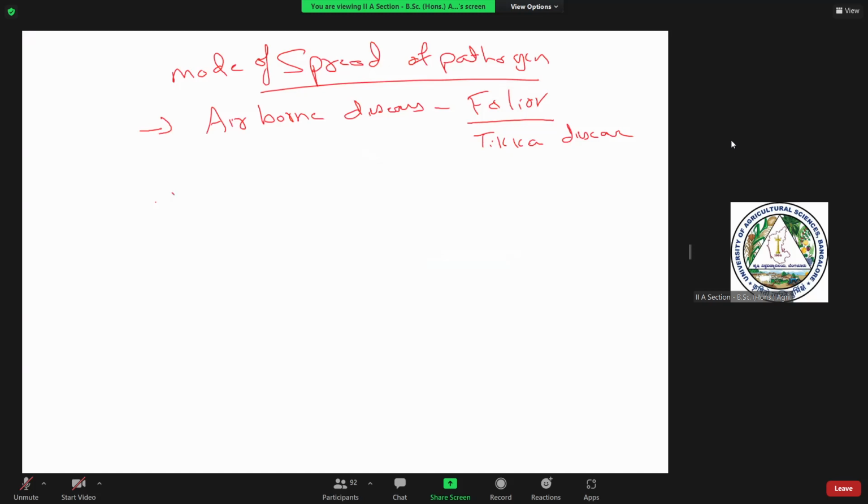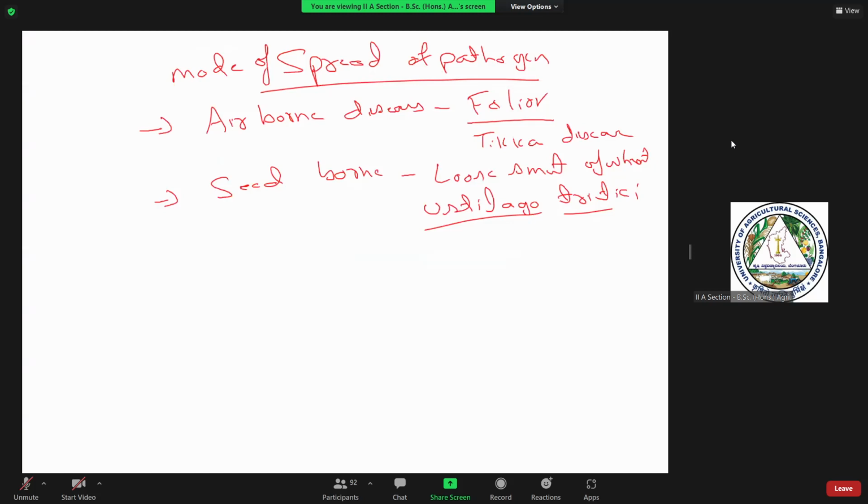And there are a good number of diseases which are spread through seeds, which are called seed-borne diseases. One of the classical examples is your loose smut of wheat, which is caused by Ustilago tritici.